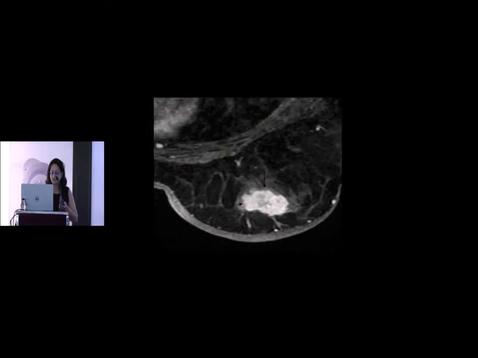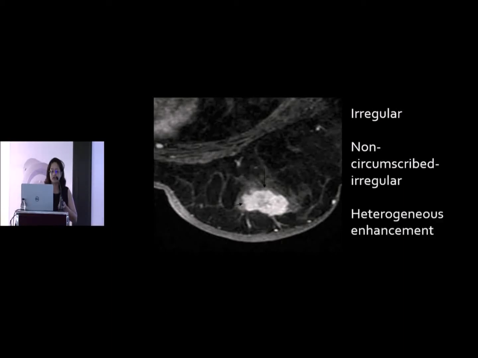What about this? This is lobulated and margins are non-circumscribed. In mammography we would call it microlobulated, but here we would just call it irregular. And it has heterogeneous enhancement. You can see there are non-enhancing areas within it, so there is some necrosis. So this is again suspicious, right?